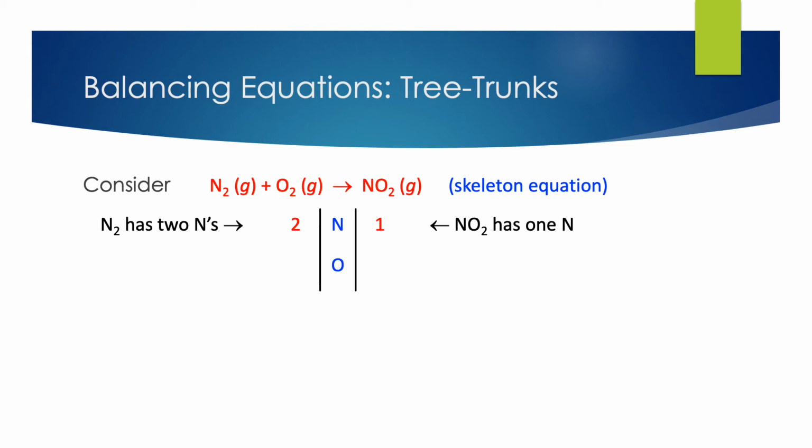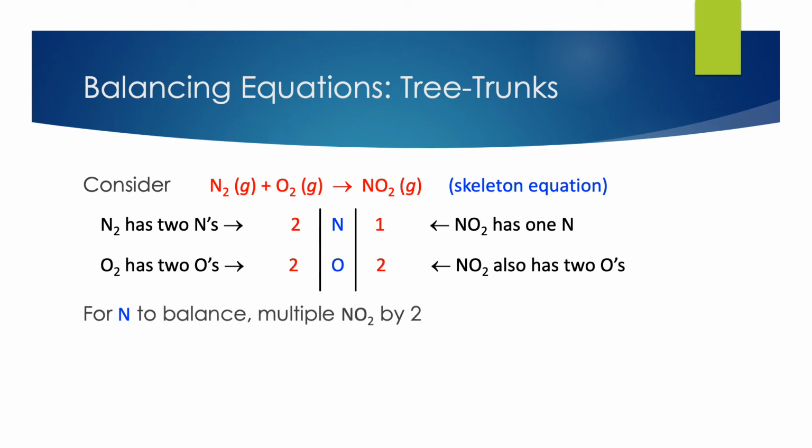Well, I already have a problem, don't I? Okay, when I do oxygen, O2 has 2 oxygens, but NO2 also has 2 oxygens. So O looks okay. So I want to do something to make nitrogen balance. And to do that, what I'm going to need to do is multiply NO2 by the number 2. I'm going to have to change its coefficient to 2.